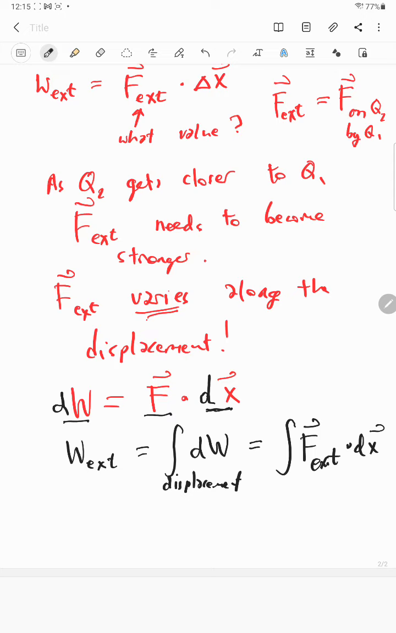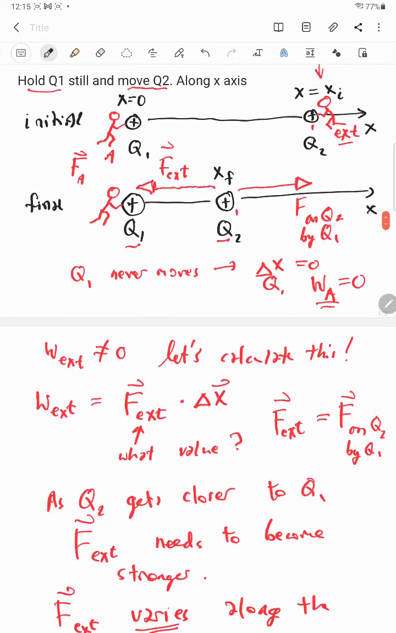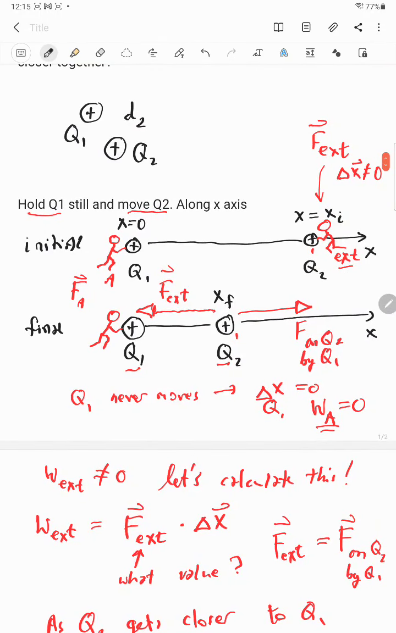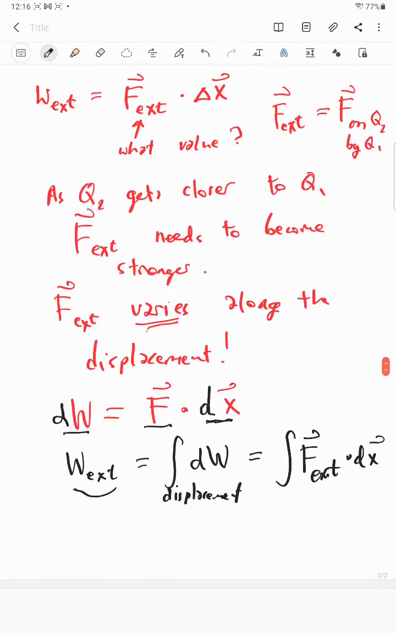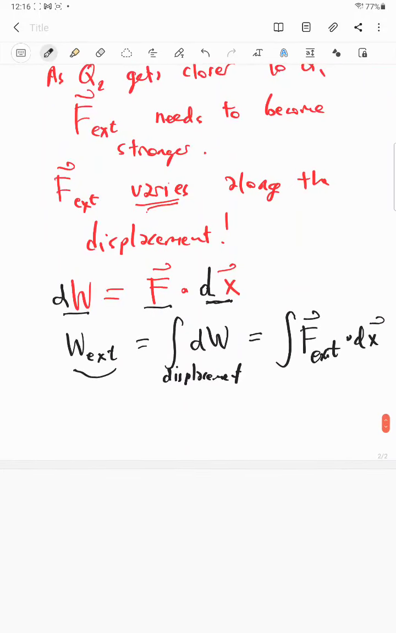Okay, so here's our problem. The work done by our little external person right here, as they force charge Q2 closer and closer and closer to charge Q1. Notice again, this person over here on the left is not able to accomplish any work because there was never any displacement of Q1. So we're only displacing Q2.